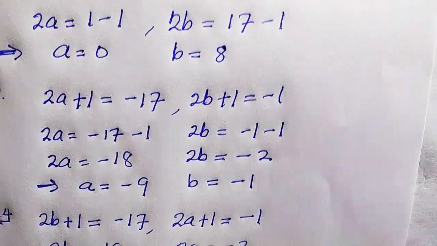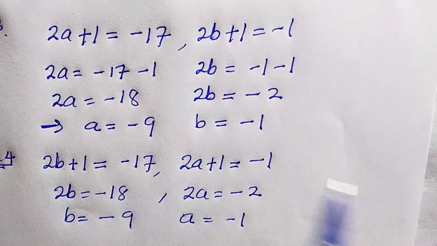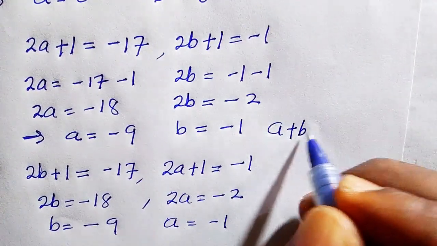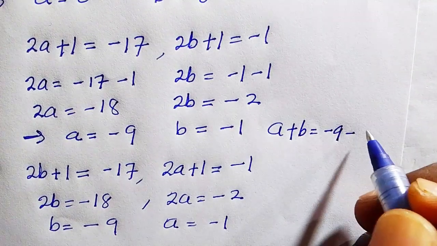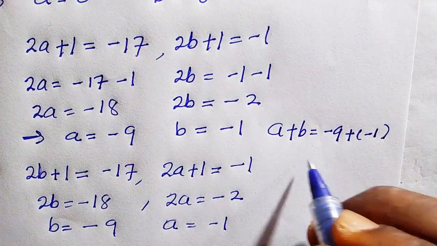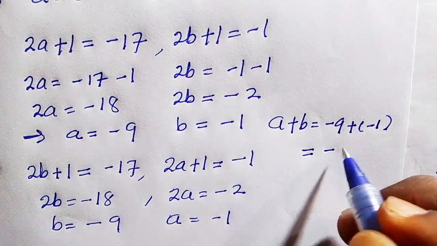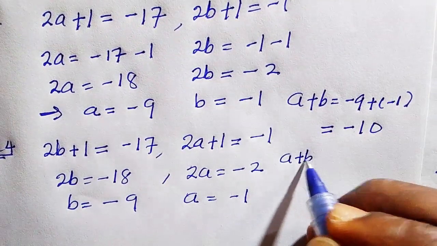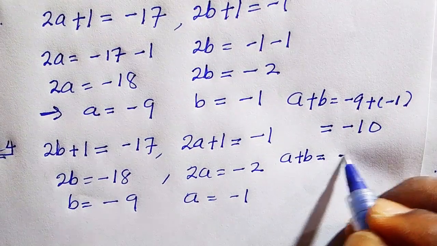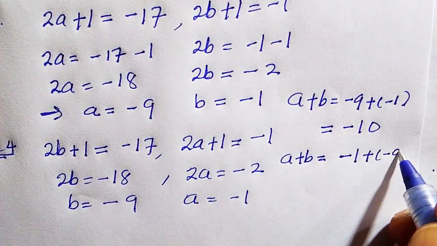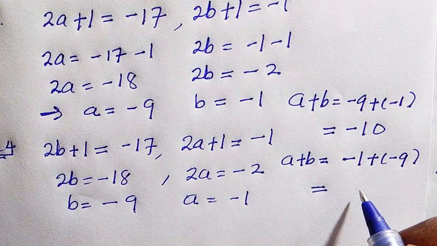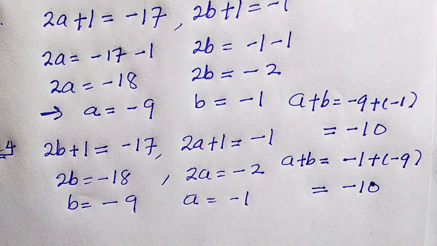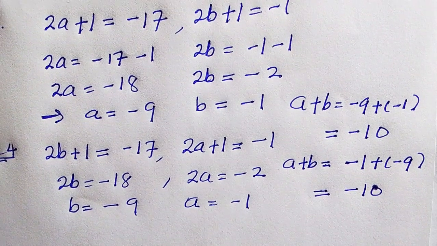And this is the concept of commutativity. And also for a equals minus 9, and we add this together, what we get is a plus b, that is minus 9 plus open bracket minus 1, and this gives us minus 10. While for the other part, which is still a plus b, we are going to get minus 1 plus open bracket minus 9, and this is the same thing as minus 10. So here are the solutions that satisfy this problem.